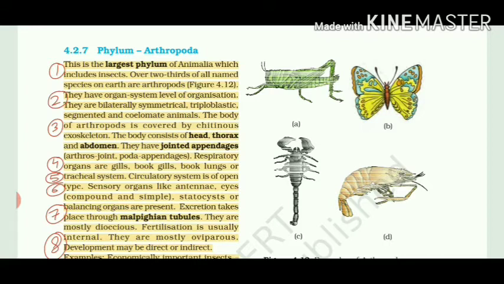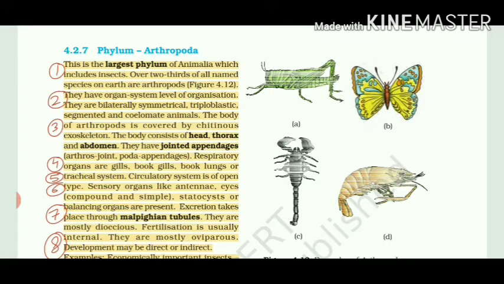Coming to the next, 6th point, the circulatory system is of open type. So open type means blood vessels are not present. Then there are special sensory organs like antennas, eyes, statocyst, which is the balancing organ, which helps in balancing. Like we have ears for balancing.